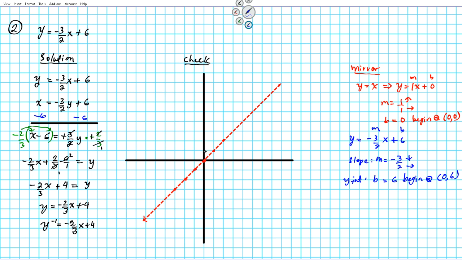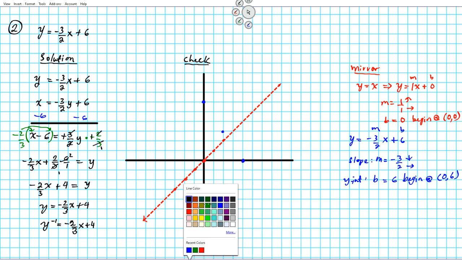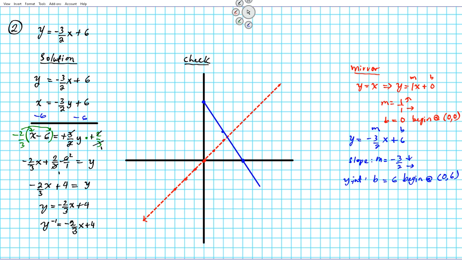So starting at 0, 6, 1, 2, 3, 4, 5, 6. We're going to fall 3, 1, 2, 3 over 1, 2. Okay, let's go ahead and draw our line of the original function. Right there. All right, there you have it.